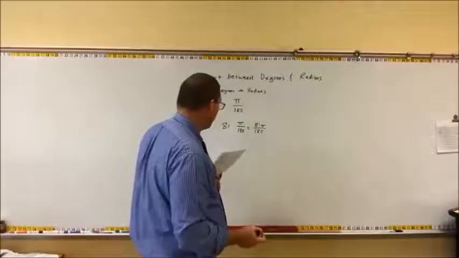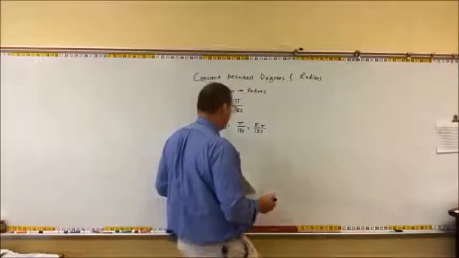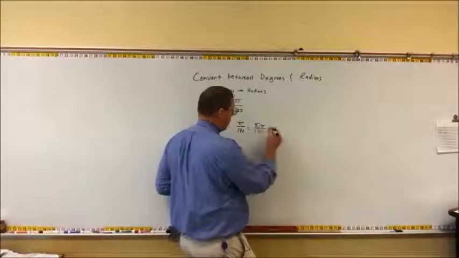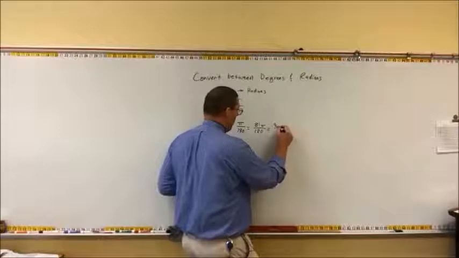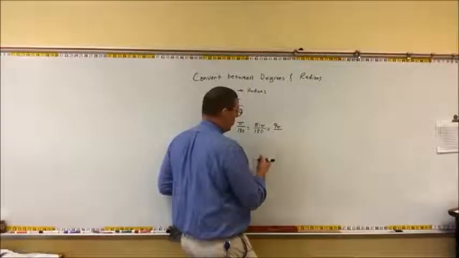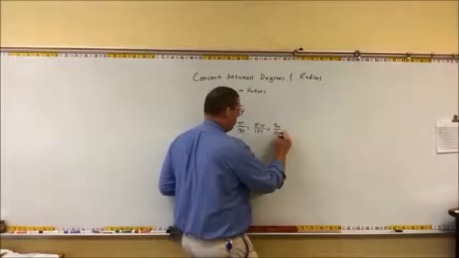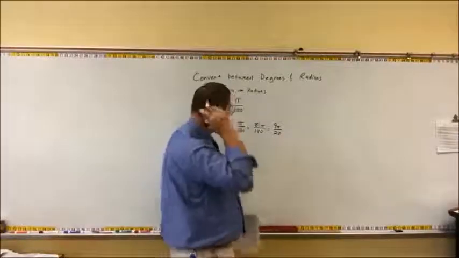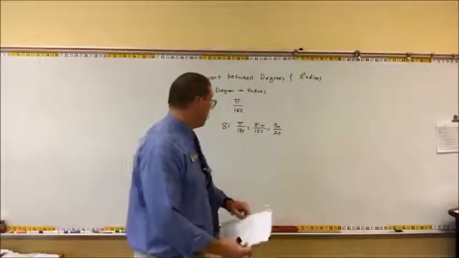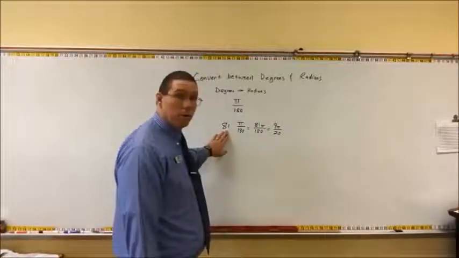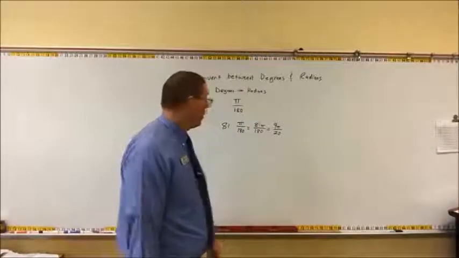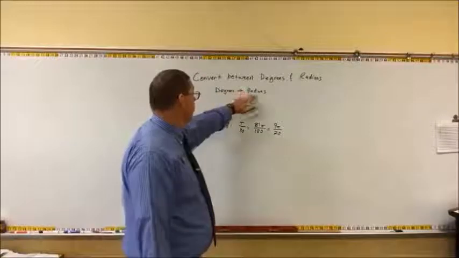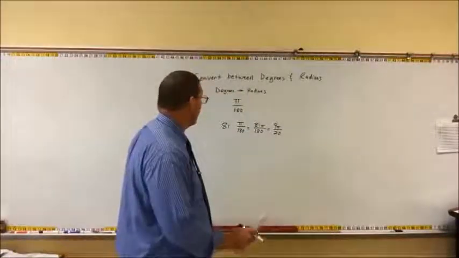And then this can be reduced. And so let's see here. 9 goes into 81. And so we would have 9 pi over 9 goes into 180 for 20. And so this would reduce to 9 pi over 20. So an 81 degree angle is the same thing as a 9 pi over 20 angle. Okay? So that's how you convert from degrees to radians.